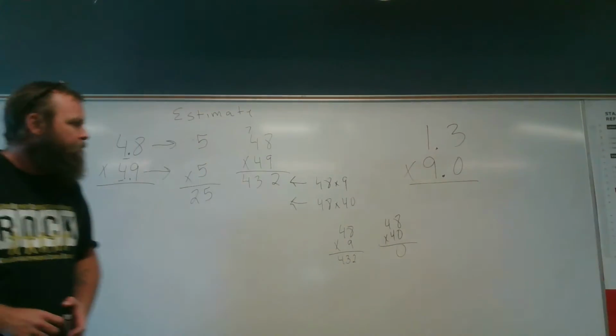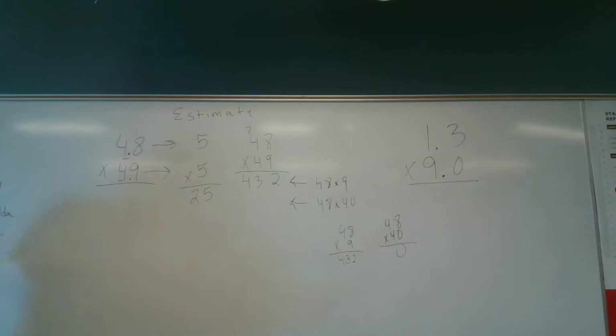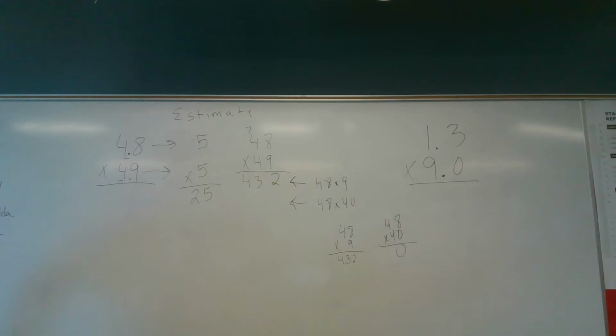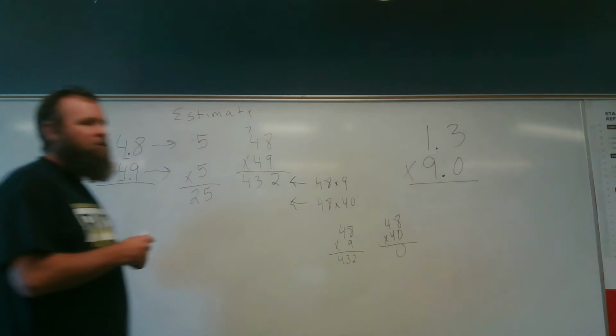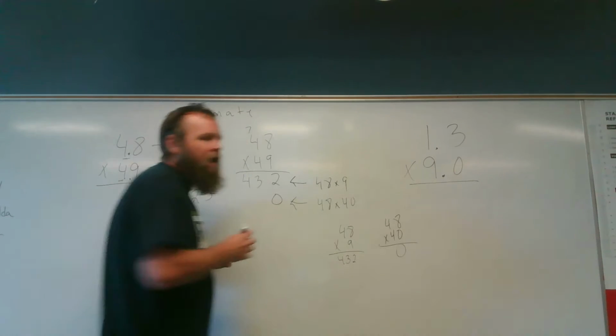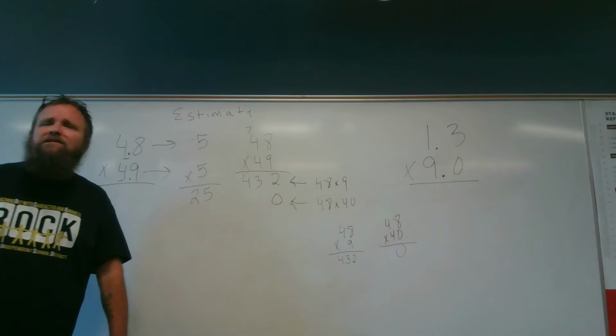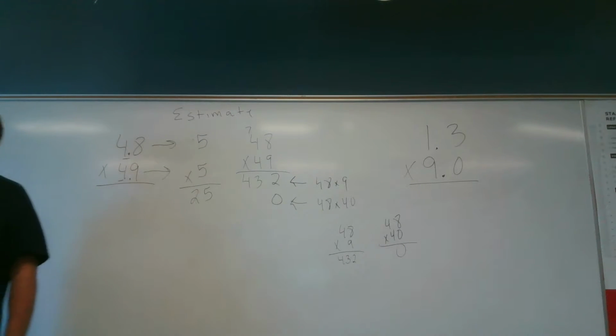Peyton, what is my next step? When I'm multiplying 48 times 40, what is the first thing I should do? Annex the 0. Good vocabulary. Well done. And why do I annex the 0? Because you're working in the tens place. Because I'm working in the tens place. We are speaking like such young ladies and gentlemen.